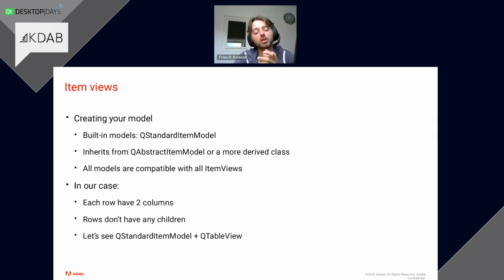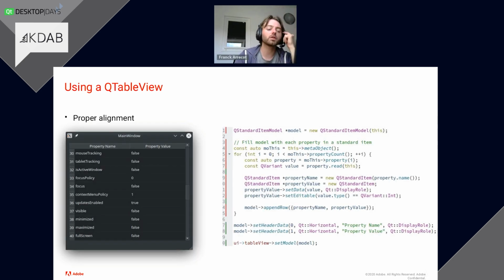As I said, we need to feed the view with a model. Since I don't have much time to explain the whole thing about model view, we're going to use a built-in model, which is a QStandardItemModel, which is basically a model that you can feed with standard items. And the thing you put in the standard item, depending on the role, we're going to see in a few seconds, is going to be displayed. Okay, so let's see right now what the code would look like.